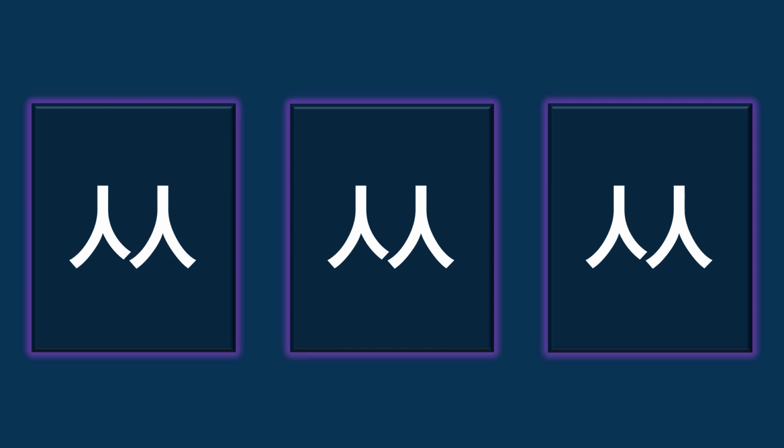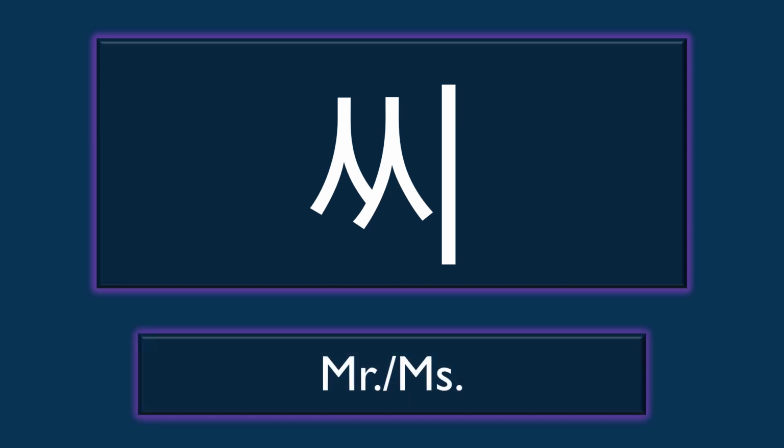Sa. It's confusing, right? This must be an aspirated consonant. But because it is a double consonant, it is considered a tense consonant. Let's take a look at this word. This is read as she, which is a name title, Mr. or Miss. One more time. She, she, she.